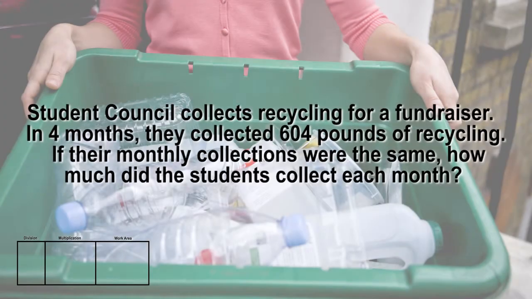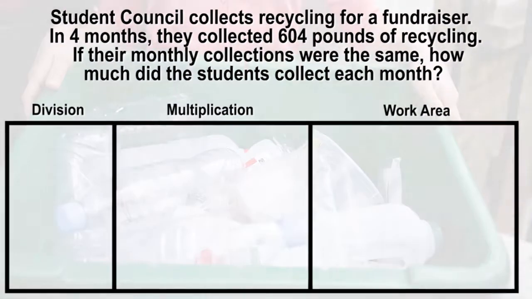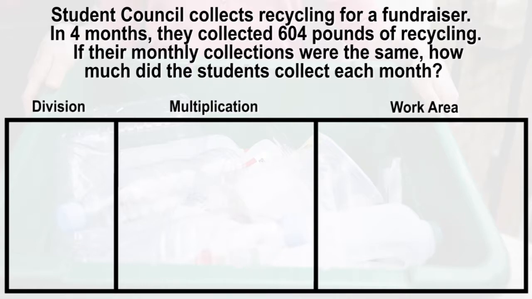Student Council collects recycling for a fundraiser. In 4 months, they collected 604 pounds of recycling. If their monthly collections were the same, how much did the students collect each month? We need to understand the information in the word problem. First, they collected 604 pounds of recycling. Next, we know they collected for 4 months. We need to figure out how much they collected each month. Our problem will be 604 divided by 4. We are going to write this problem in the division section of the division mat.